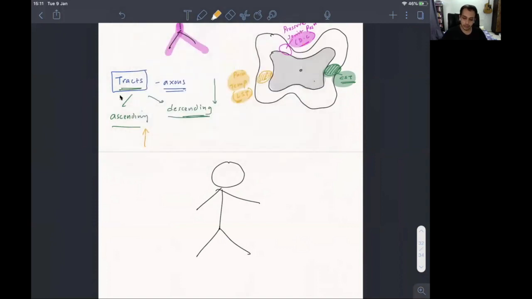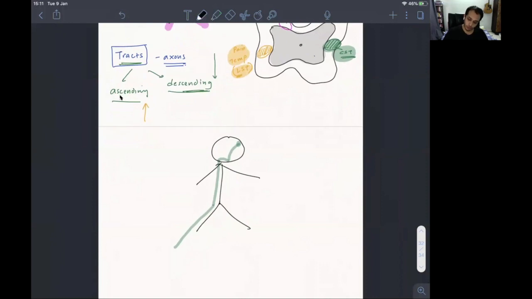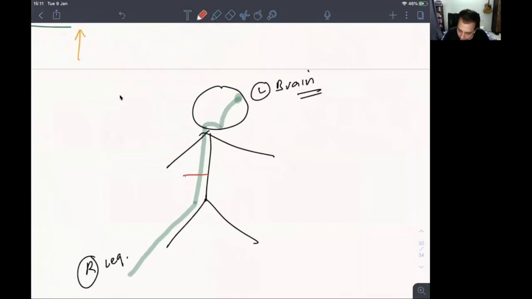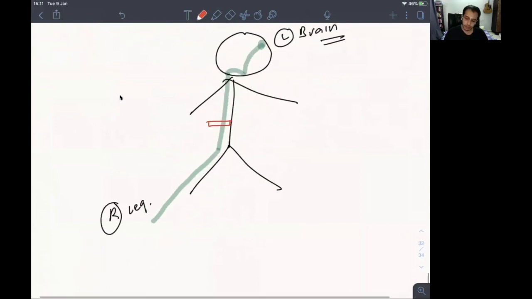So let's take the corticospinal tract first. The corticospinal tract carries information from the brain downwards, and we discussed yesterday how it crosses over in the medulla and then comes down and then exits. So if you want to move your right leg, your left brain will control that. Okay. So what this means is that if there is a lesion in the right part of the spinal cord, the right leg will have a problem.